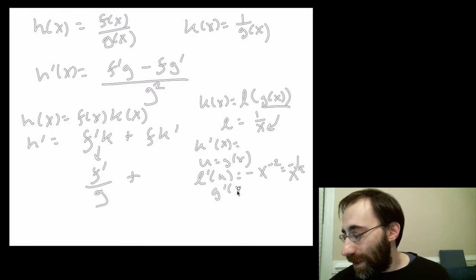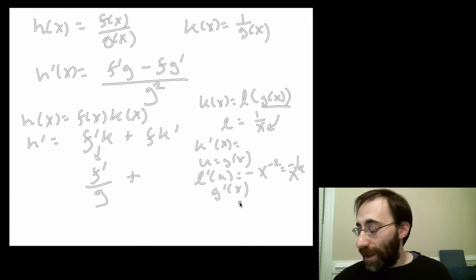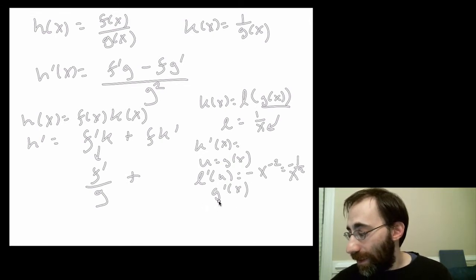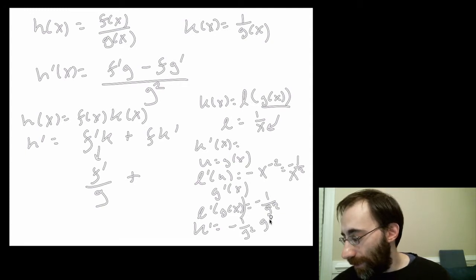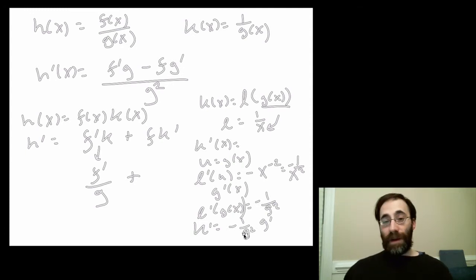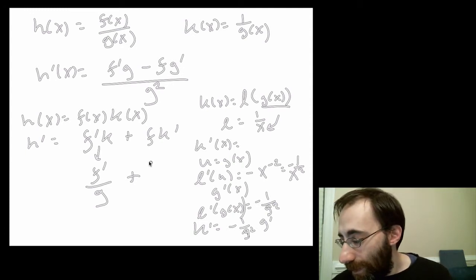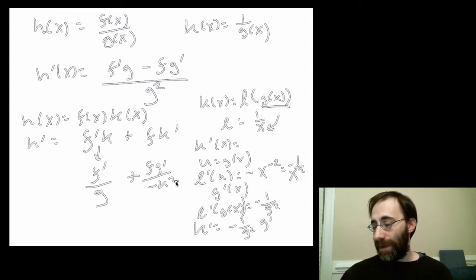g prime is going to stay by itself, because we don't know what that is. So we plug back in g of x into L to get L prime of g of x equals negative 1 over g squared. And multiply it back in with g prime of x to get k prime equals negative 1 over g squared times g prime. Plug that in over here, you get f times g prime divided by, sorry, g squared.